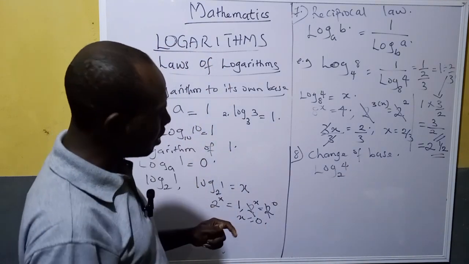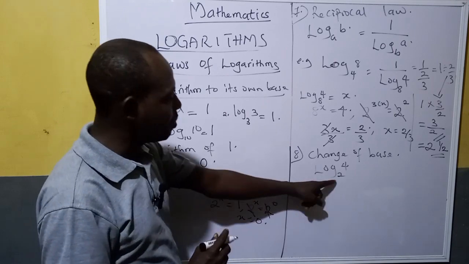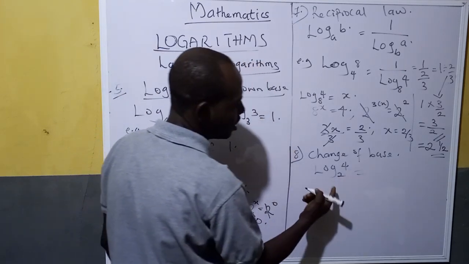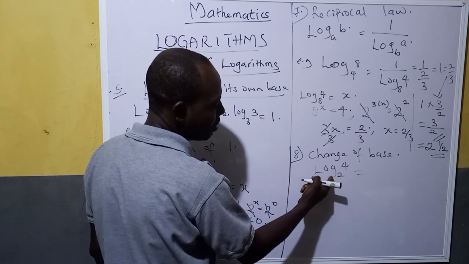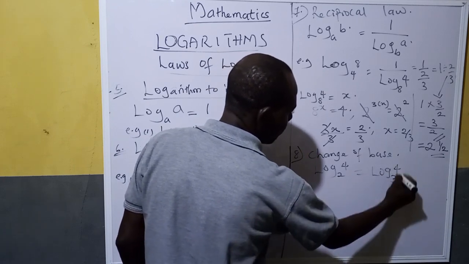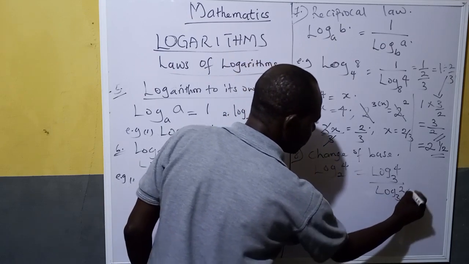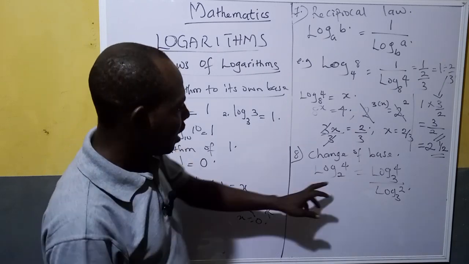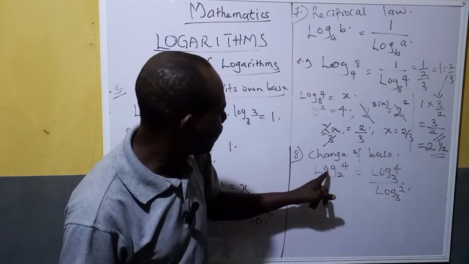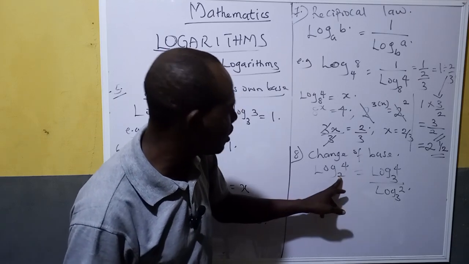Now, if I want to bring in another base, I want to change the base of 2. Then, maybe I want to change the base of 2 to 3. I have to make the base to be 3. Then it becomes log 4 base 3 over log 2 base 3. As simple as that. Now, look at it. I've changed the base to base 3. Then the first one carries 4, this number here, while the second one carries this 2 here.